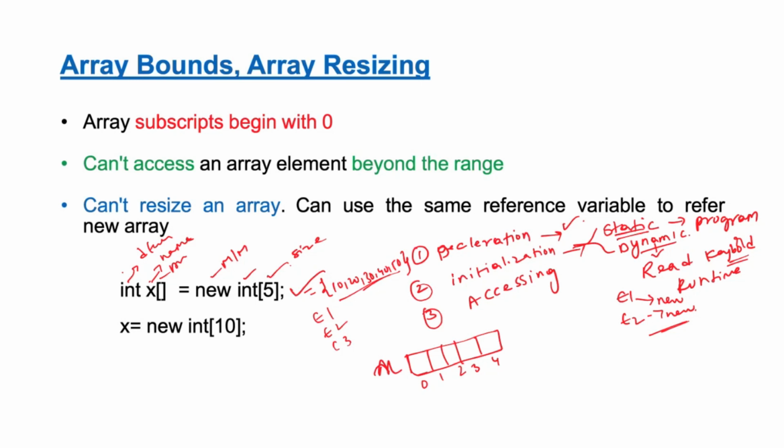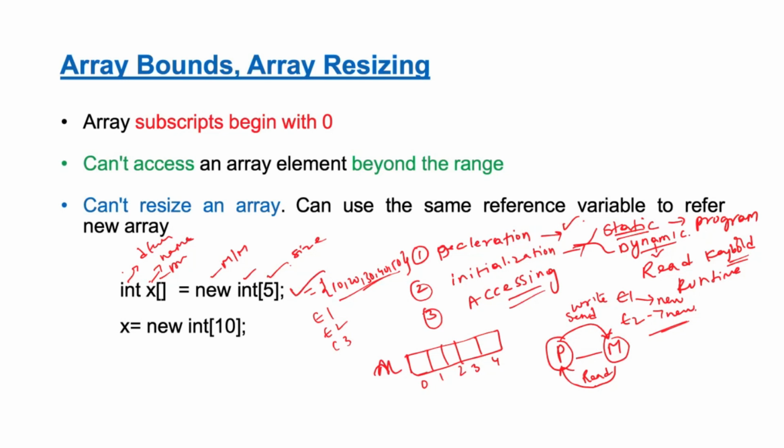Third one is accessing. What do you mean by accessing? You have your program and also you have your memory. From the program, you send the data to the memory, and from the memory, you read the data into the program. Send the data, or we can also call it write the data, and here read the data. These operations are known as accessing of the data.